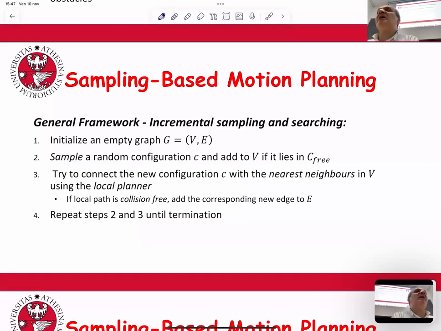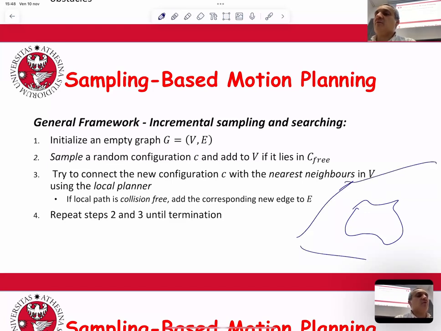So, generally speaking, all the methods that fall in this category work pretty much like this. You initialize an empty graph, then you sample a random configuration. You start, you have your space in which you want to move, you have your initial position, and you sample a point. If this point is in the C-free space, you take it, otherwise you keep extracting a new one.